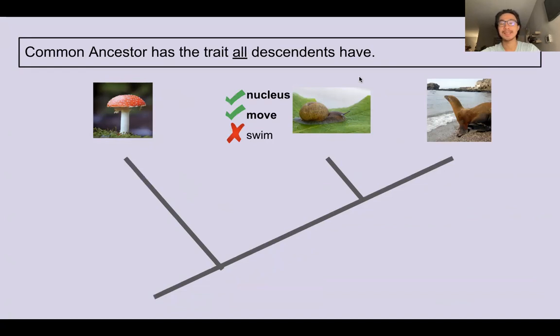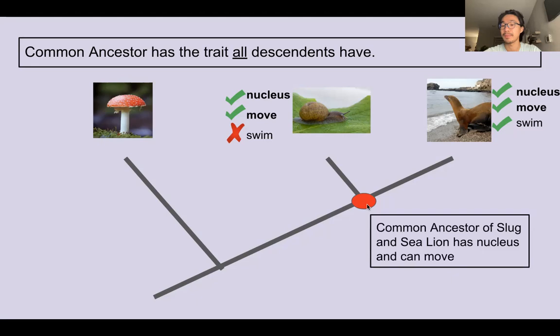Now let's look at all the traits that these 3 organisms have. They all have a nucleus, but we know that the slug can also move. But the slug cannot swim. Let's look at the sea lion. The sea lion has a nucleus, it's a eukaryote, it can move, and it can swim. So we know the common ancestor to the slug and the sea lion has all the traits that all descendants have. So both have a nucleus, both can move, but the slug can't swim, okay? So the common ancestor of the slug and the sea lion has the nucleus and has the ability to move, but it does not have the ability to swim.